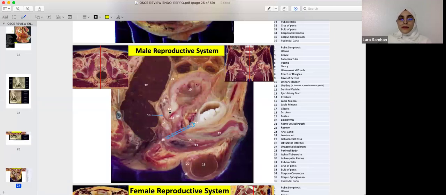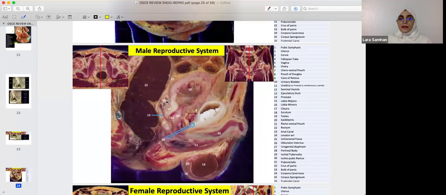Okay, so as you can see here, number 14 is the prostate gland. As we said, this is the urinary bladder. We have the urethra all the way through it, and immediately after the urinary bladder, the neck of it, we're gonna have the prostate gland, right? And the left prostate gland, or the prostate lobes, okay?